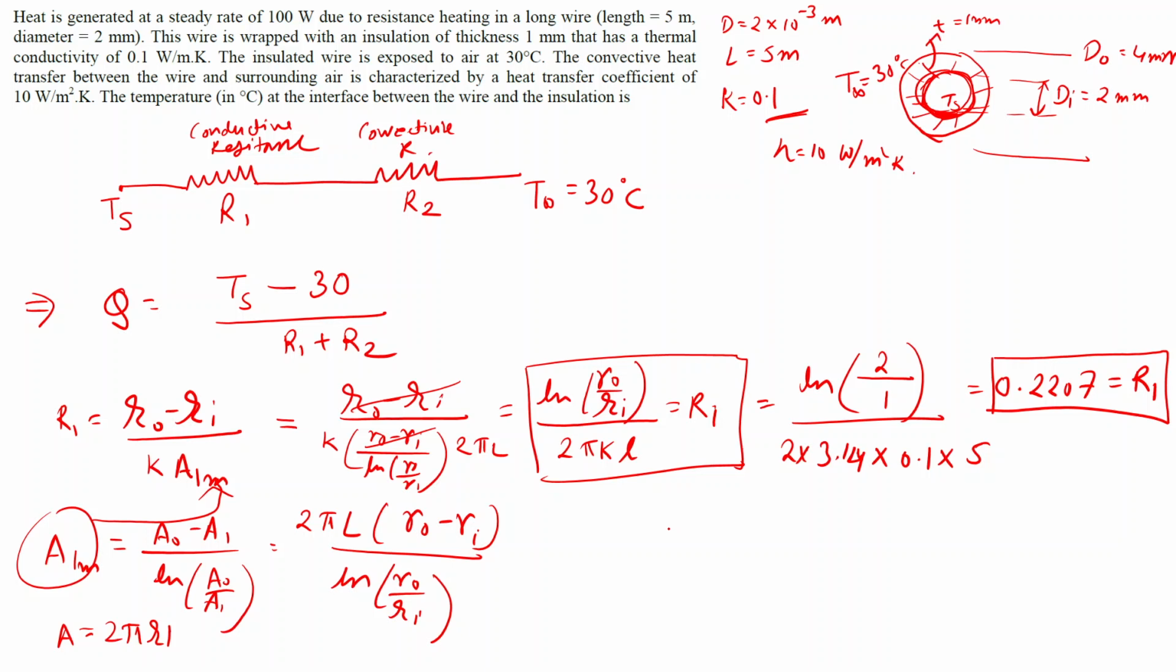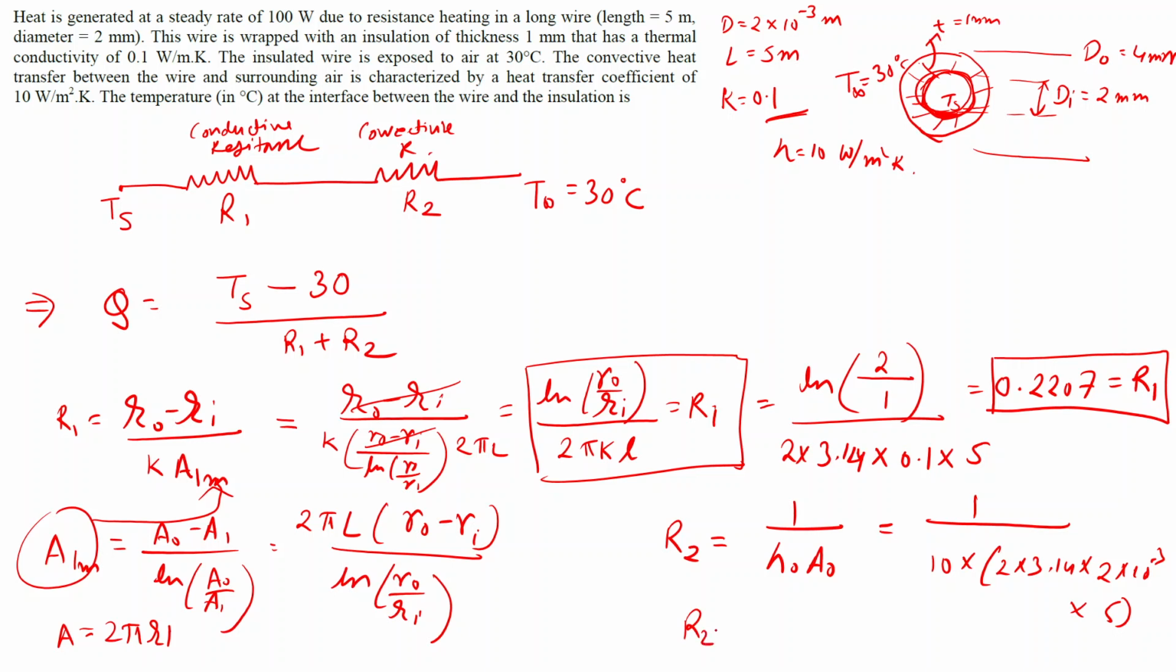Similarly, the convective resistance R2, we can calculate it as R2 is equal to 1 upon h0 into A0, where in h0 we have the value as 10. The outer surface area is 2 pi r0 L, that is we can write it as 2 into 3.14 into the outer radius of 2 into 10 raised to minus 3 into length of 5 meter. And you can solve this, and the final value of R2 will be 1.592.